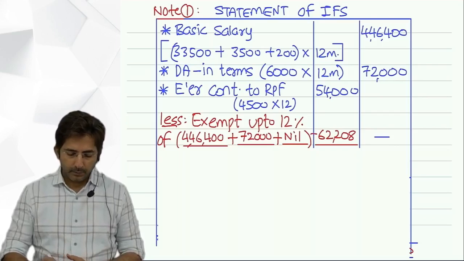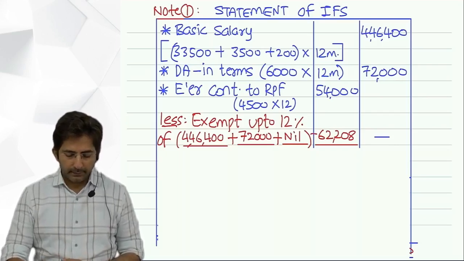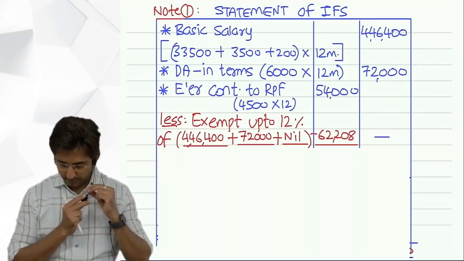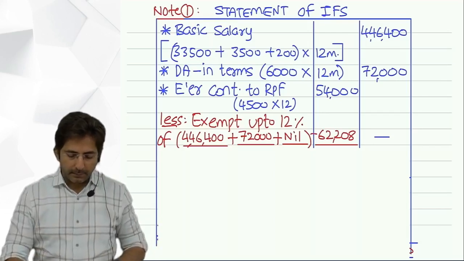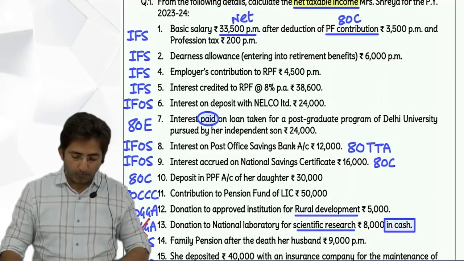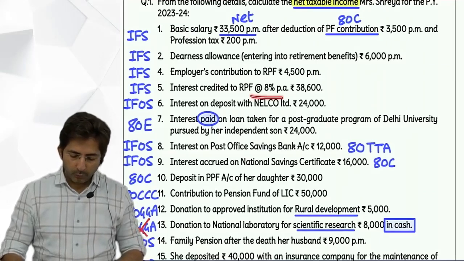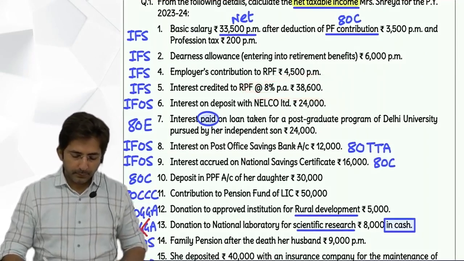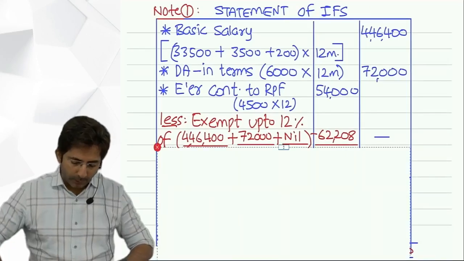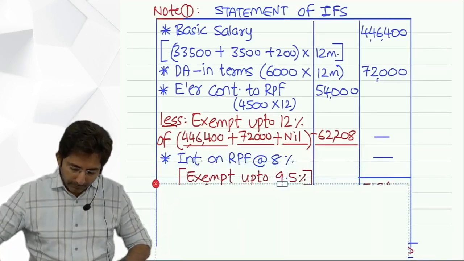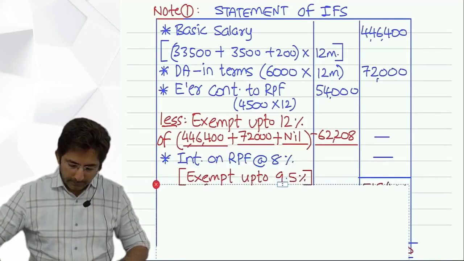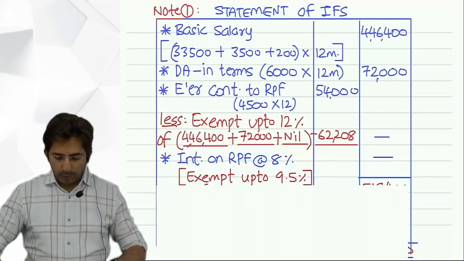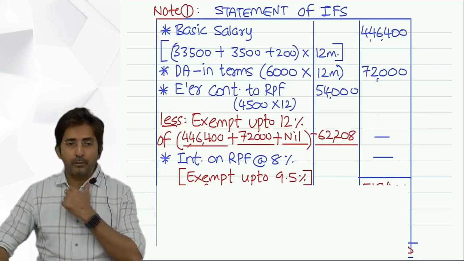Then what else do you have in salary? Interest. Even that is exempt up to 9.5%. Up to. But ours is only 8%. So below 9.5%, fully exempt. You can directly put a dash in the outer column. In brackets you can write like this. See how I have written? Exempt up to 9.5%, and in the outer column dash.